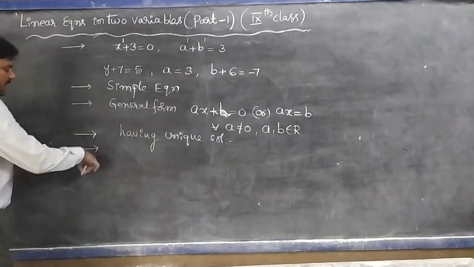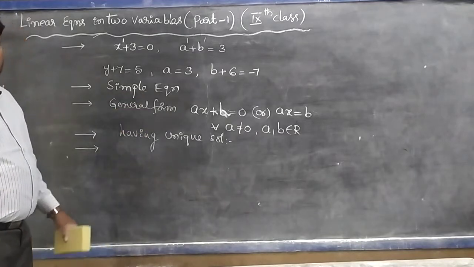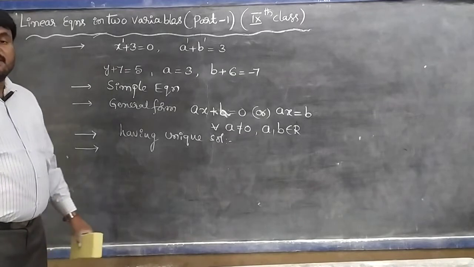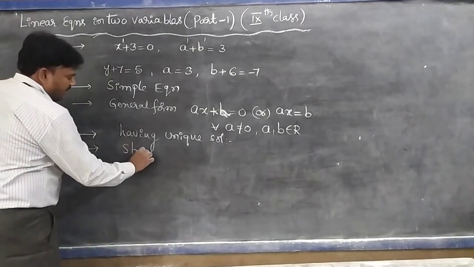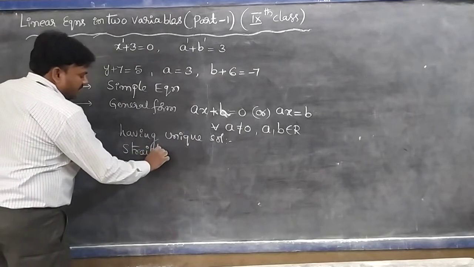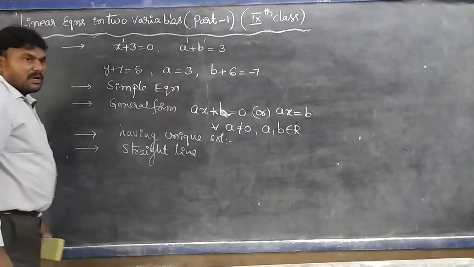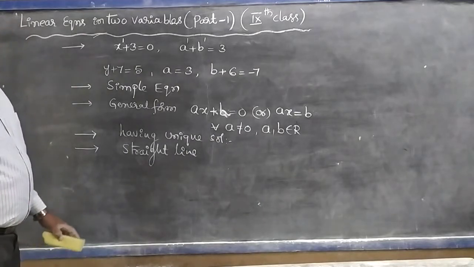Okay students, next one. What is the graph of a linear equation in one variable, meaning a simple equation? The graph of a simple equation is a straight line. These points were learned in 8th class, students. Okay, clear? Right, go for linear equations in two variables.